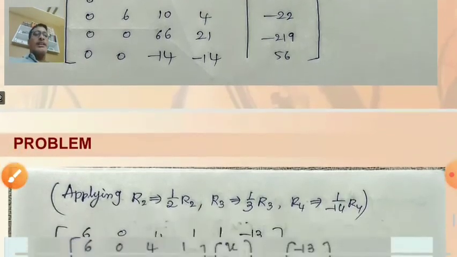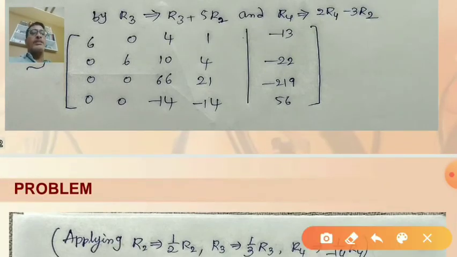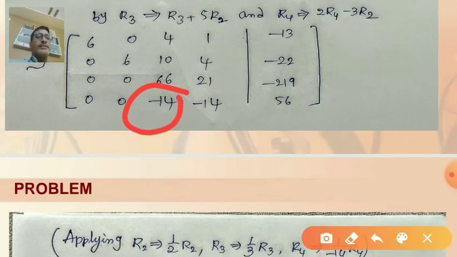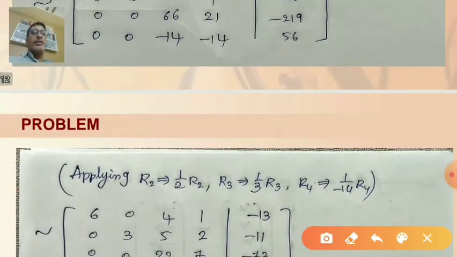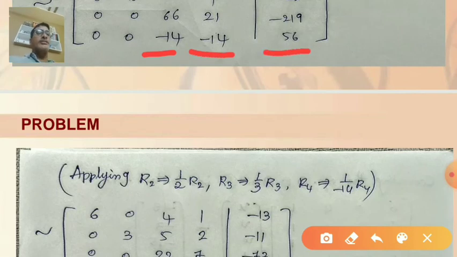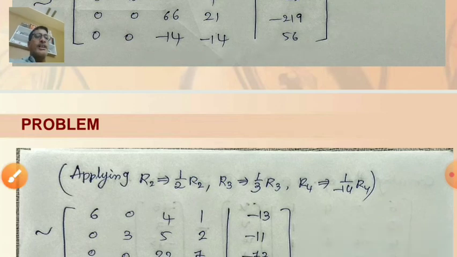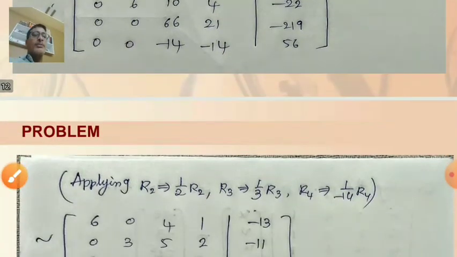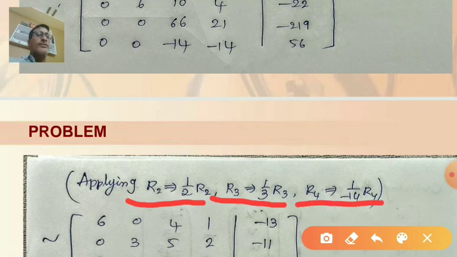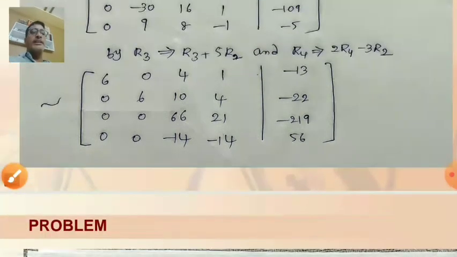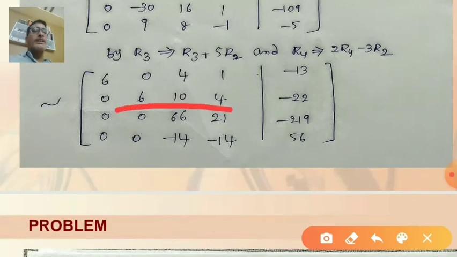So in the last step, what we have to do? We have to convert minus 4 into 0. For this, first of all, we do like this. Here you can observe that minus 14 and 14 into 4 is equal to 56. Therefore, we can apply these three operations: R2 implies 1 by 2 R2. That means we have to divide R2 by 2, we have to divide R3 by 3, and we have to divide R4 by minus 14. By dividing R2 by 2, we will get 3, 5, 2, minus 11.